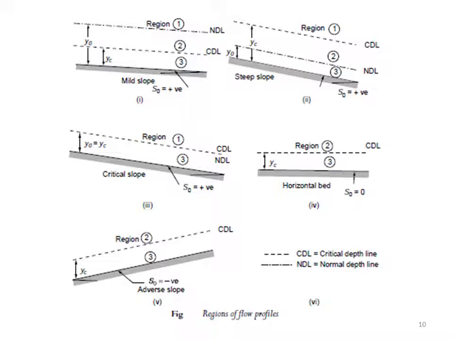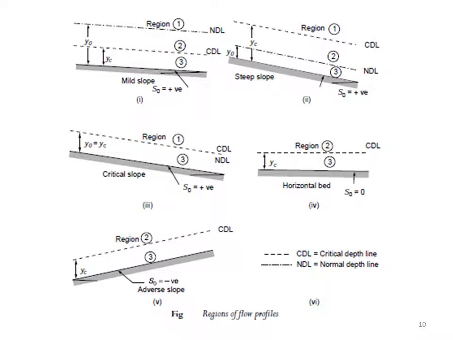Case number 3 represents the critical slope channel. Here of course the CDL and the NDL are coincident. They are coincident lines, as the critical flow depth and normal flow depth are the same. So here there are only 2 regions in the flow space possible, 1 and 3. Flow space number 2 is absent here.